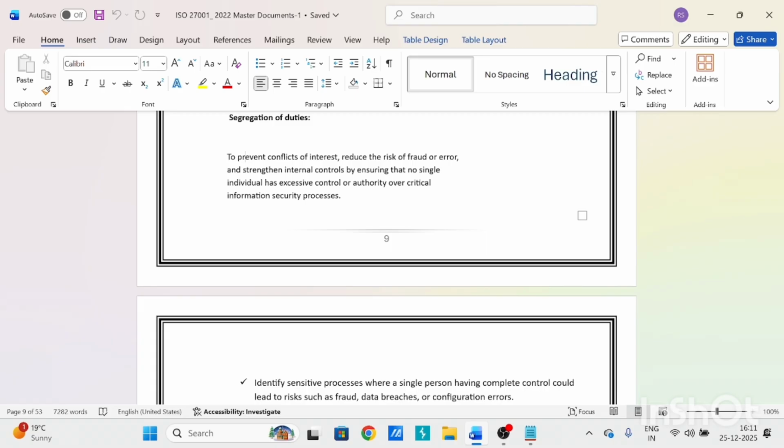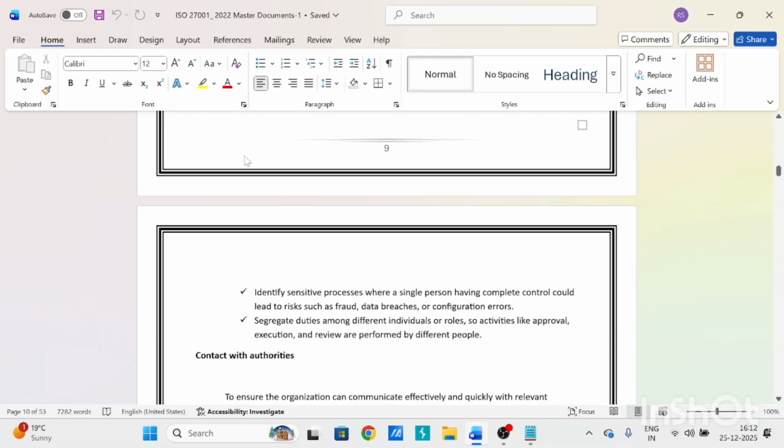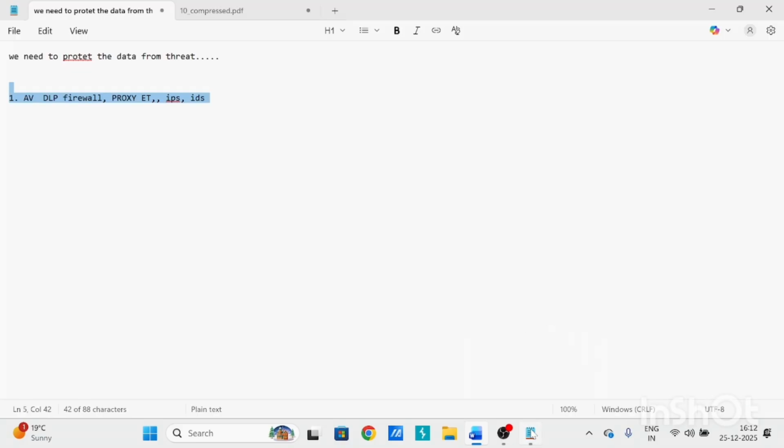SOD, segregation of duties. Generally, segregation of duties comes into the picture when layers of approvals are required to provision user access. Identify sensitive processes where a single person having complete control could lead to risks such as fraud, data breaches, or configuration errors. Segregate duties among different individuals or roles, so that activities like approvals, executions, and reviews are performed by different people. SOD is the most important part. Let's discuss it by taking one of the examples.